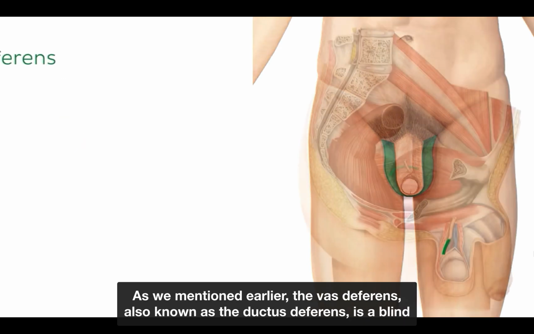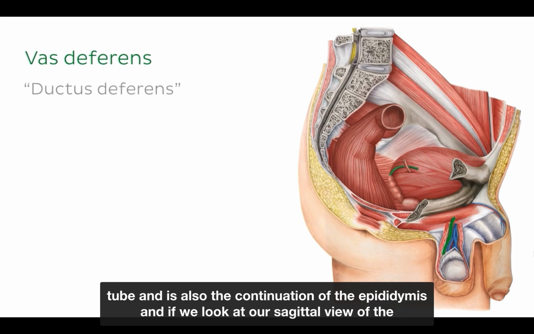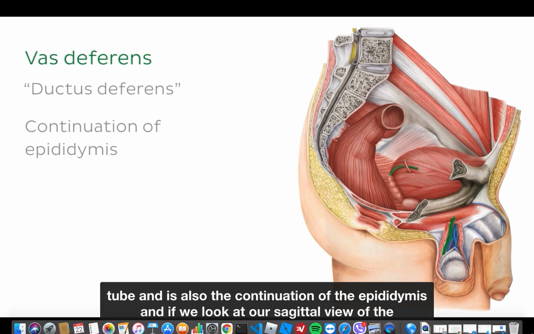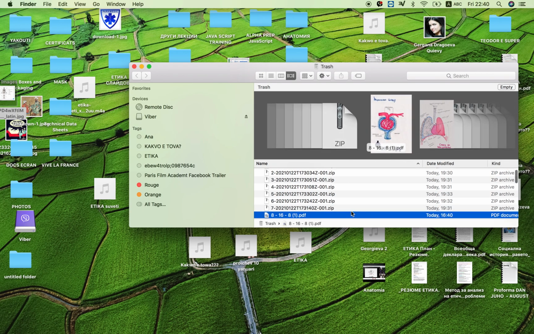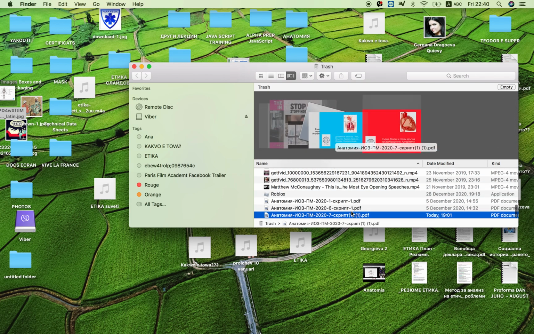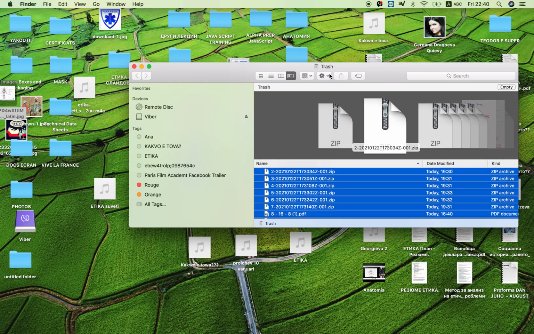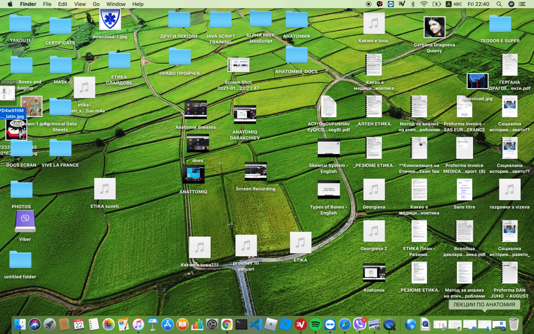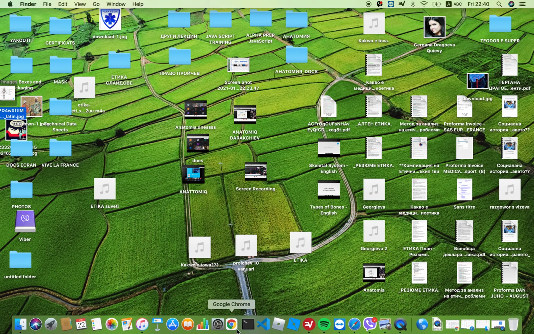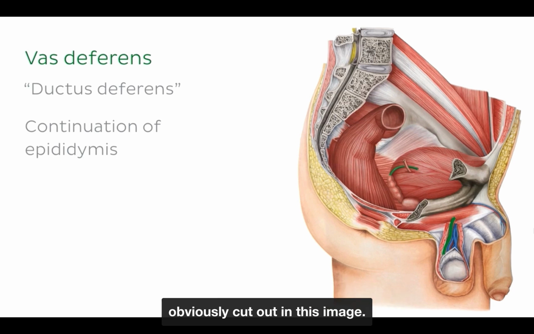As we mentioned earlier, the vas deferens, also known as the ductus deferens, is a blind tube and is also the continuation of the epididymis. And if we look at our sagittal view of the male pelvis, we can see the testes here highlighted in blue, with the epididymis highlighted on its posterior pole, and the vas deferens in green coming off that. And the other half of the vas deferens is the part that's highlighted in green that's attached to the seminal vesicle. And the vas deferens continues from the highlighted green down the bottom, ascending posterior to the testes and medial to the epididymis. And the middle part of the vas deferens is obviously cut out in this image.